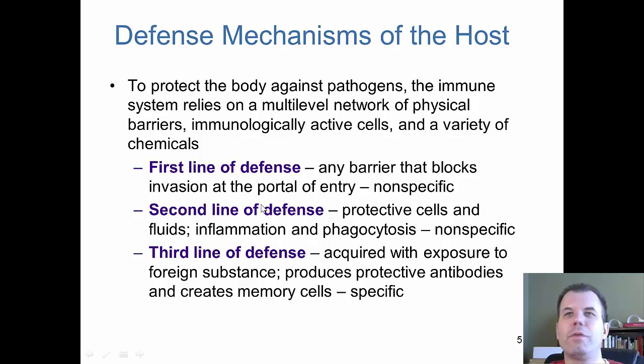All right, and again, we've already talked about this, so I'll go through this real quickly. But we have the first line. These are your mechanical barriers. These are any things that are found around the portals of entry. So you remember we talked about in chapter 13 how things can get in.